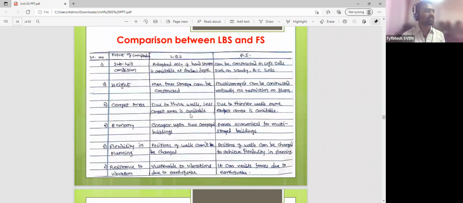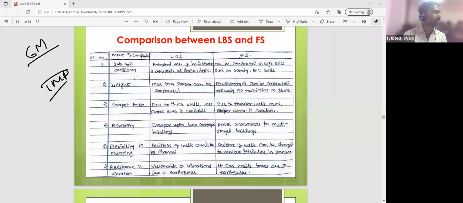This is important from the examination point of view. If it is a theory exam, then it is very important. They will directly ask a 6 marks question: write the difference between the load bearing structure and frame structures. So now you can write this point directly in your notebook. I will not dictate now.